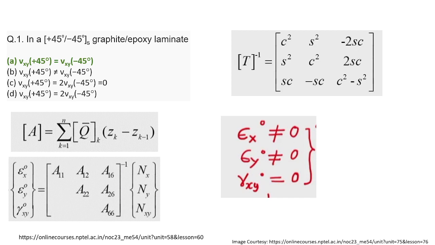So here you can see as the transforming matrix will be equal for both the plus and minus 45-degree angle, the strain values will also be equal for both plus and minus 45-degree angle laminas. And if the strain values are the same, the Poisson ratio, which is the ratio between transverse and longitudinal strain, will also be equal. So hence we will get the answer as option 1, that is, the Poisson ratio in x will be equal for both the laminas.